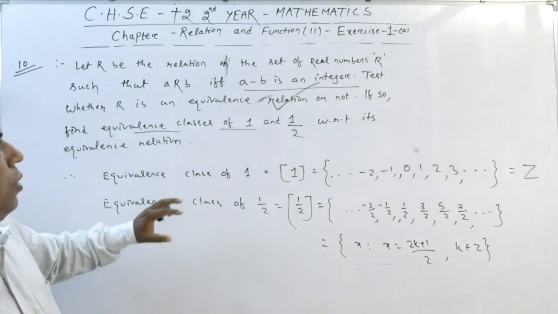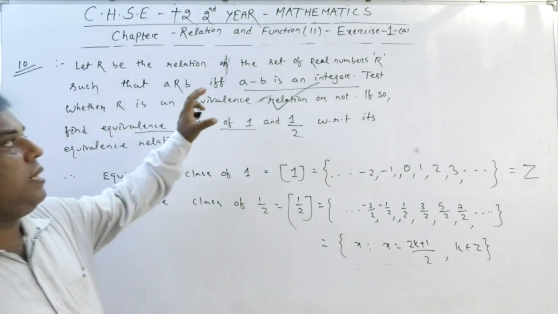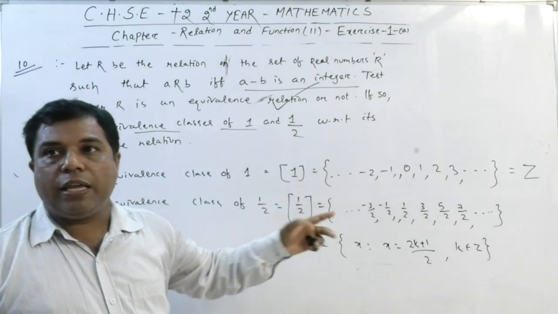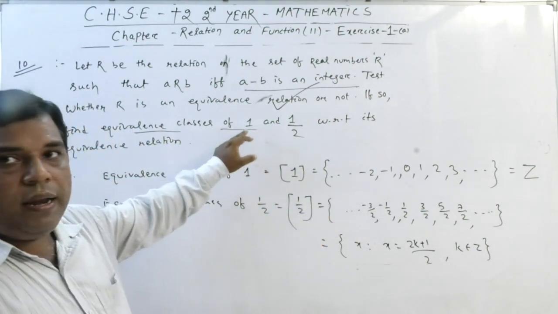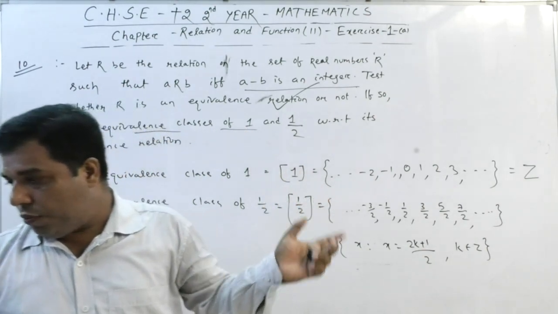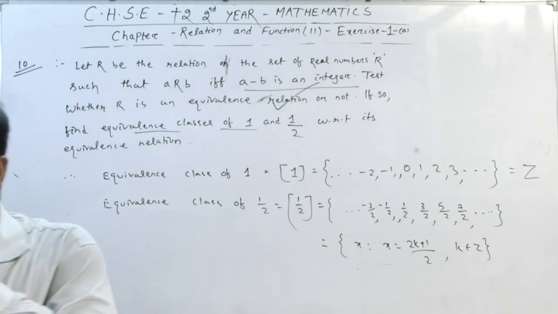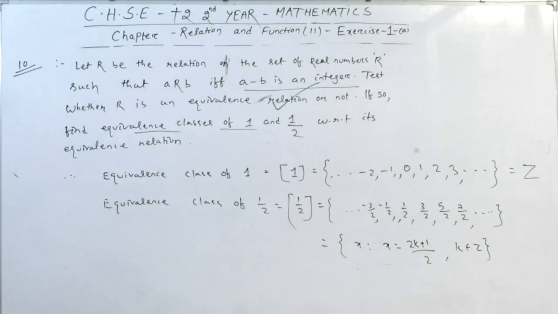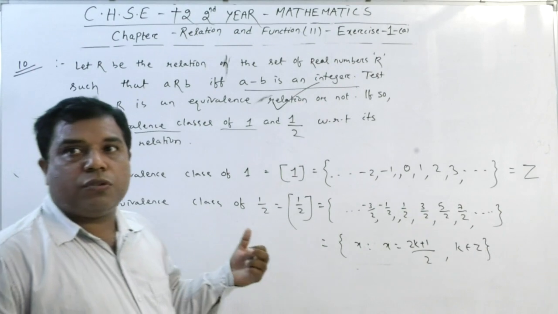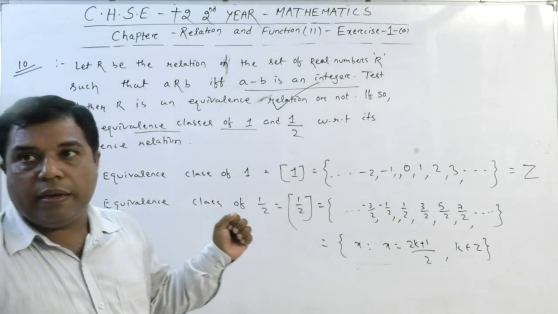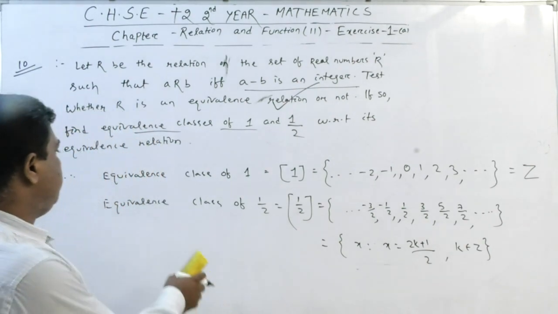So in this way we are able to show that this is an equivalence relation, and we are able to get the equivalence classes of 1 and 1 by 2. Okay, my dear students, look carefully. Next we will go for some other questions also.